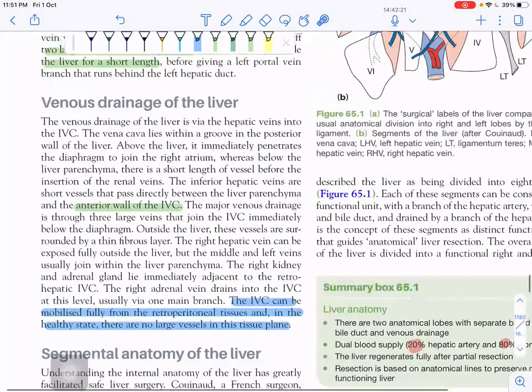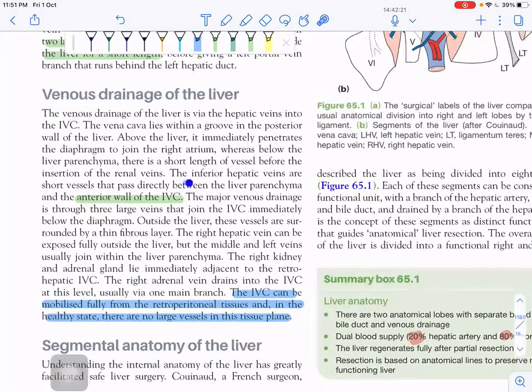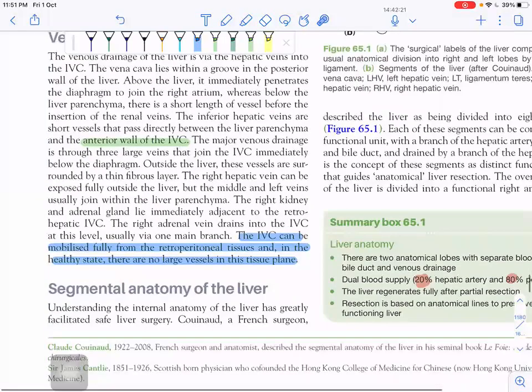Next, venous drainage of the liver. The inferior hepatic veins are short vessels that pass directly between the liver parenchyma and the anterior wall of the IVC. They will ask which wall of the IVC: it is the anterior wall, between the IVC and the liver parenchyma, the inferior hepatic vein. The IVC can be mobilized fully from the retroperitoneal tissue, and in the healthy state, there are no large vessels in the tissue plane.